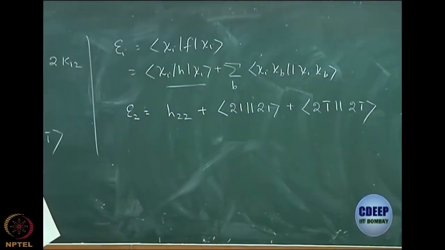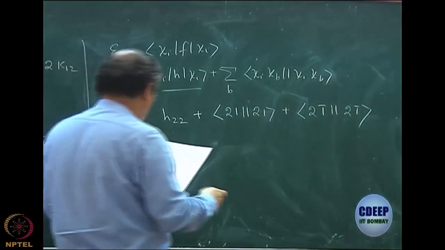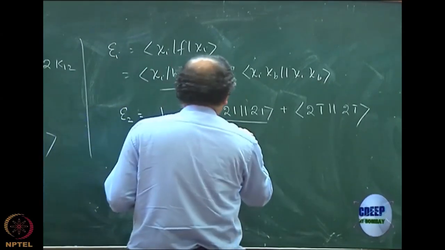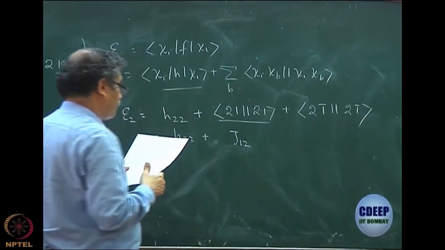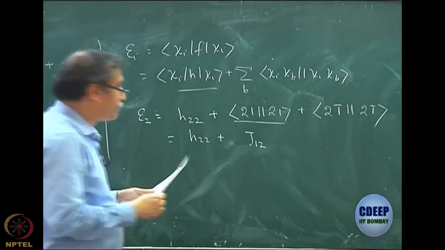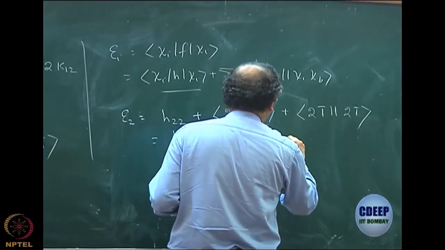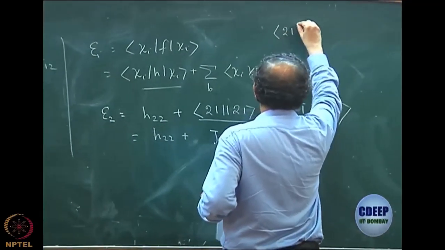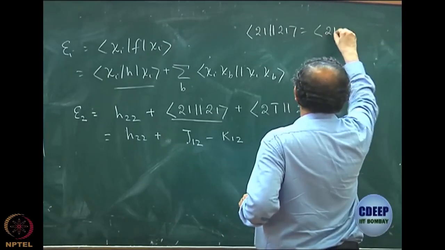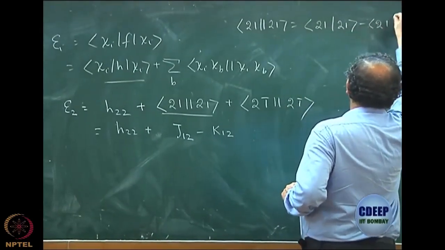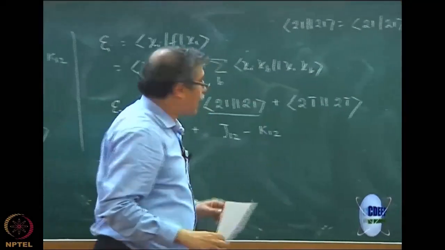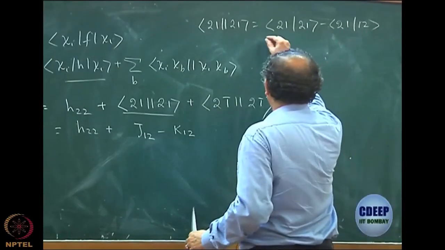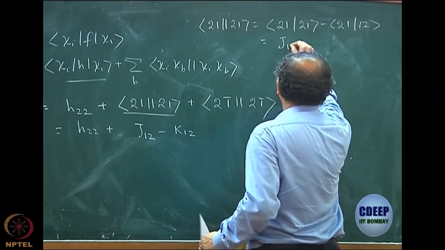correct, for epsilon 2. So, this is now your H22. Now, if I do this expansion, you will get J12, right. But you will also have one term which is K12. So what is 2121? 2121 is nothing but 2121 minus 2112, right? Both will survive because they are both alpha spins now. I have assumed that the 2 is alpha spin. You have to first assume whether it is alpha spin or beta spin, but either way it is okay. So then this is my J12 and this is my K12.